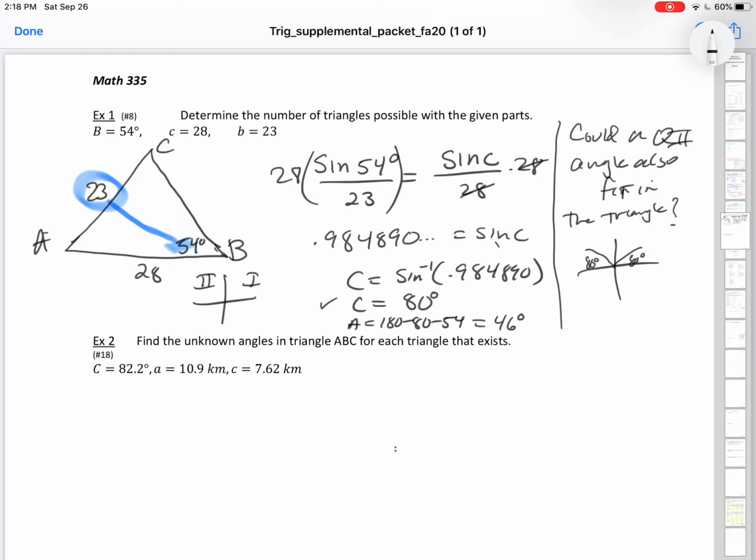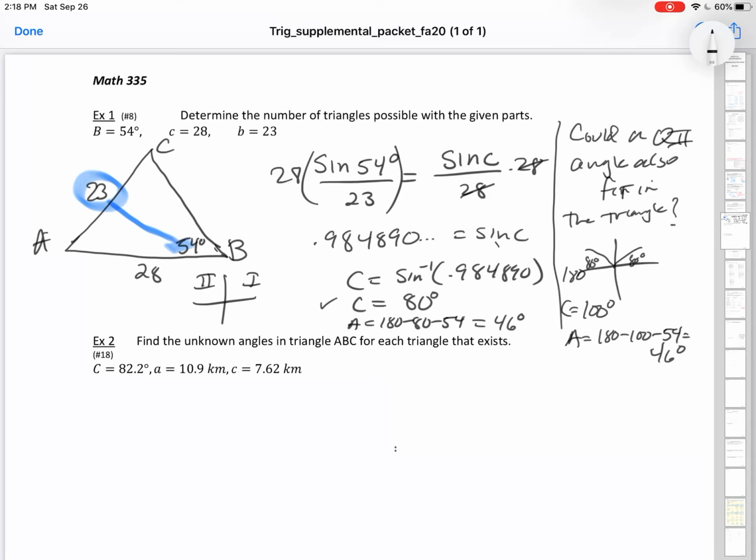180 minus 80. So would a 100-degree angle work for C? And the answer is yes. Because remember what angle B was. Angle A is going to be 180 minus 100 minus 54.